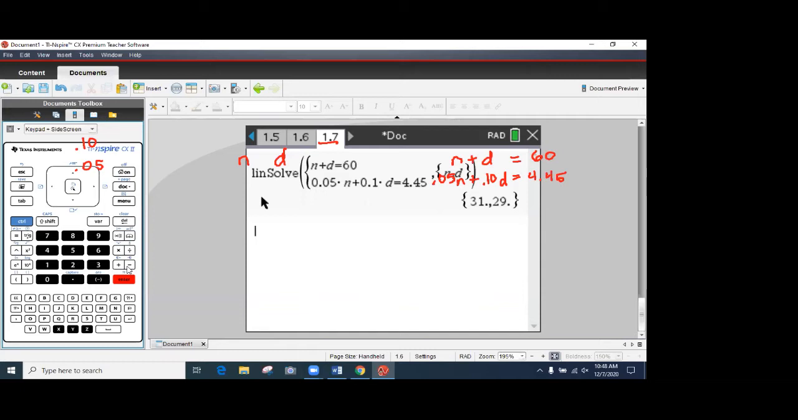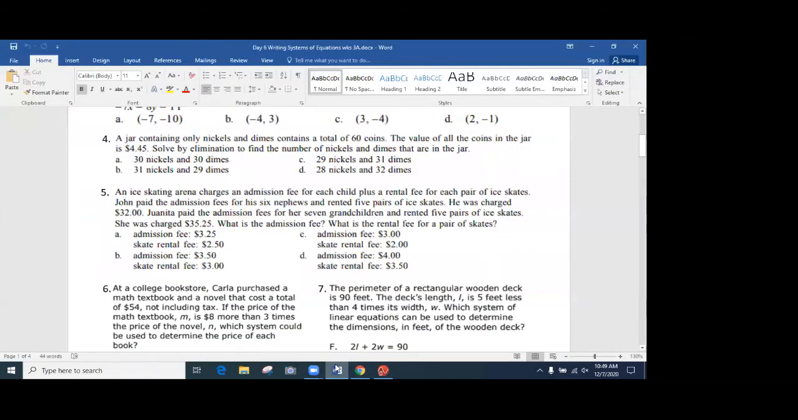All right. So here's what I love about this now. One of these represents nickels and one of these represents dimes. I probably would forget which one was which, except they've got it right here. So 31 represents what? N, which is nickels, right? So which of my answers has 31 nickels? Yep, B. Very good.